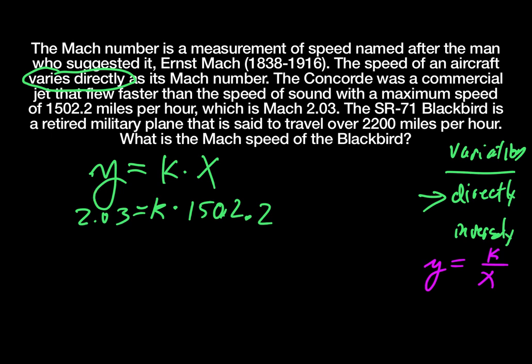All right, so then I said, all right, it's directly. I've picked my formula. I've plugged in the values it gave me. It gave me my x, because these connect to each other. Speed connects to Mach. I need to find the constant. What is my constant first? So I need to solve for k.